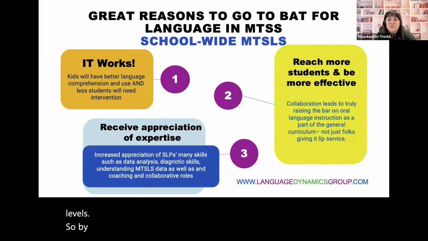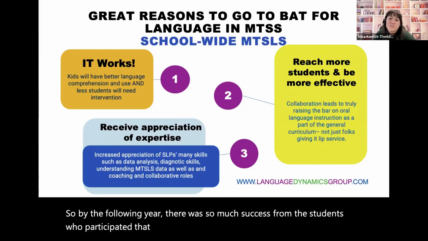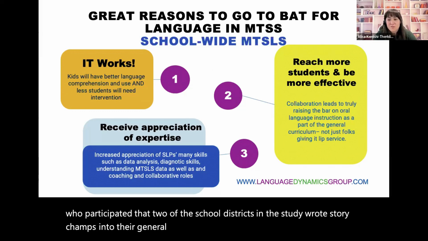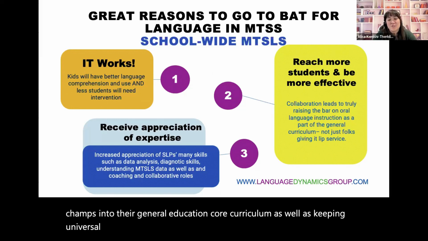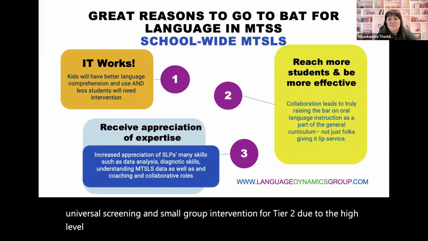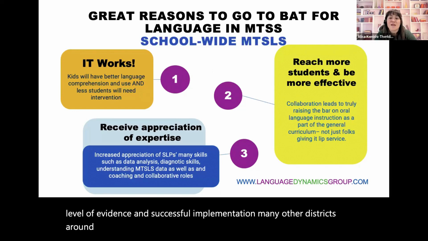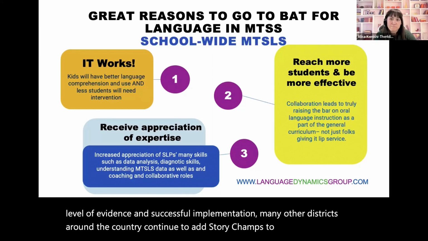So by the following year, there was so much success from the students who participated that 2 of the school districts in the study wrote Story Champs into their general education core curriculum, as well as keeping universal screening and small group intervention for Tier 2. Due to the high level of evidence and successful implementation, many other districts around the country continue to add Story Champs to their curriculum.